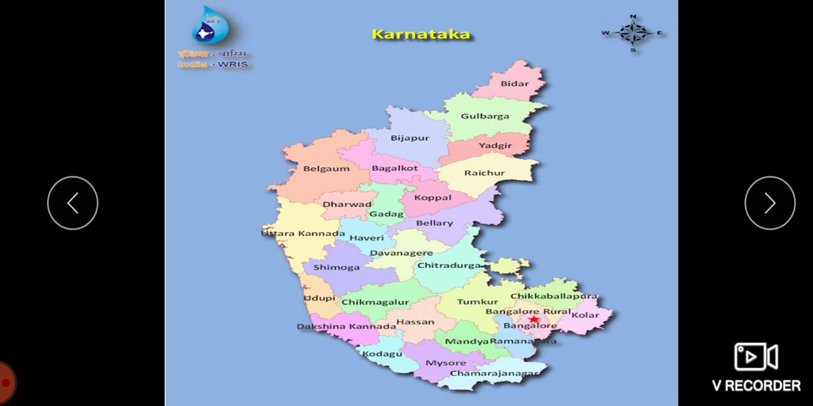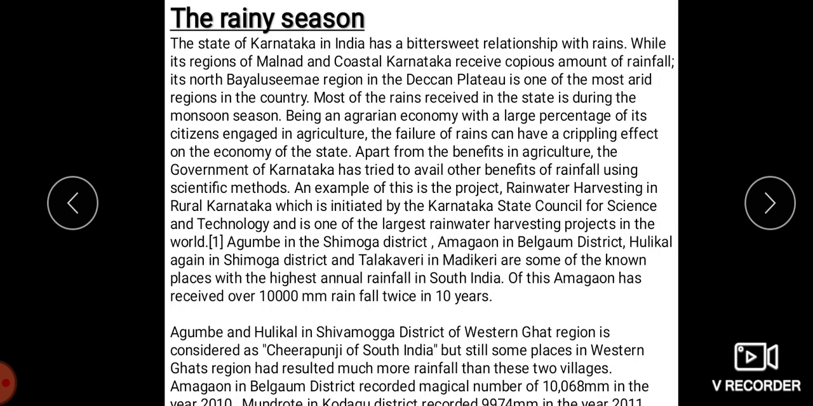You can see this in Karnataka during the summer season, where we find Bidar, Gulbarga, Yadgir, Raichur, Koppal, Bellary, Bijapur, Bagalkote. All these receive the highest summer temperatures, where it is very hot. So now we will move on to the rainy season.